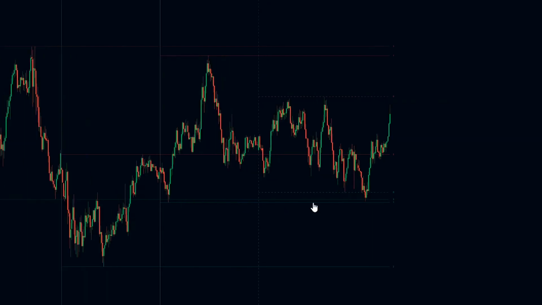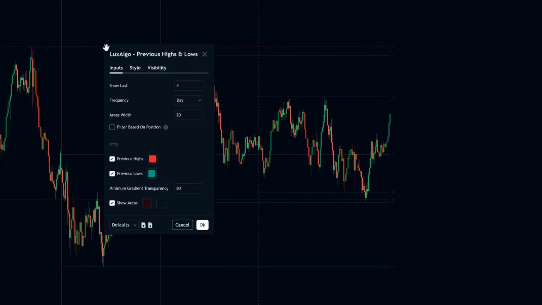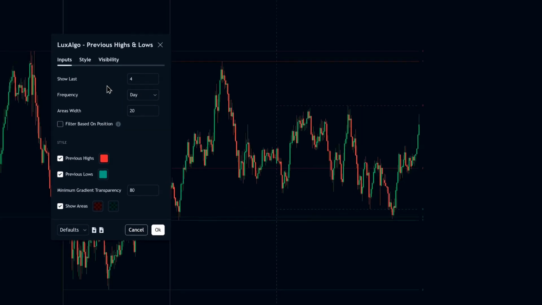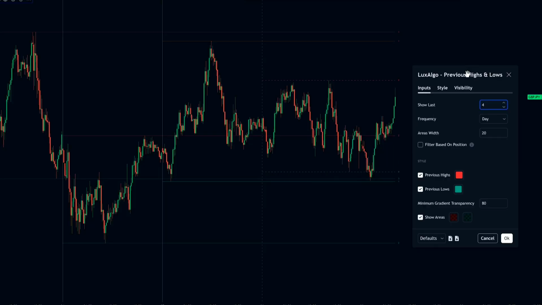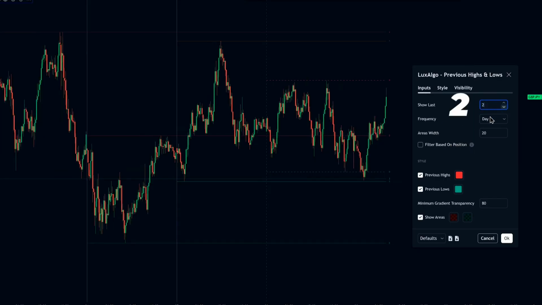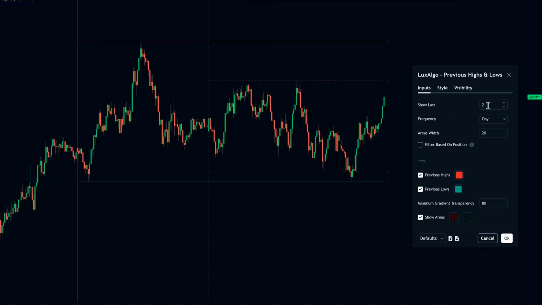Now, what if you want to adjust the settings? You absolutely can. In the indicator settings, the first option is called Show Last, which determines how many past periods you want displayed. For example, if you only want to see the past 2 days instead of 4, you can change that here.